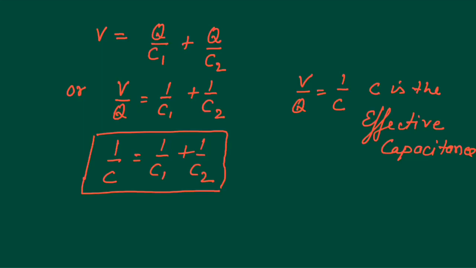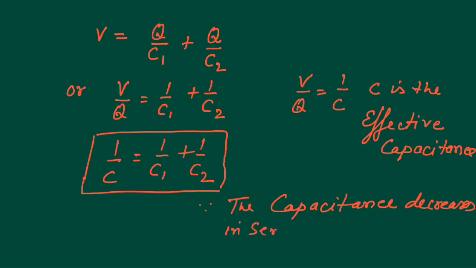Hence, the capacitance decreases when two or more capacitors are connected in series. The capacitance decreases in series combination.